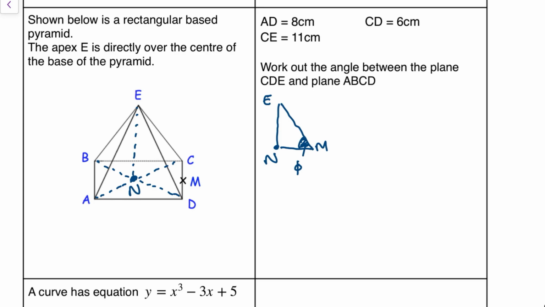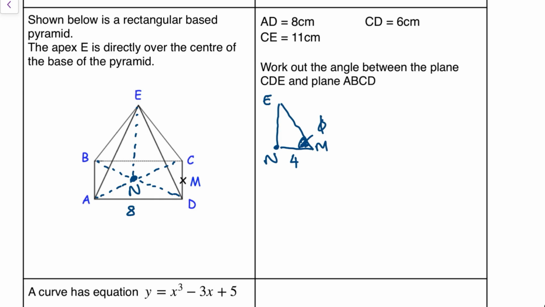Now, do I know any of these values? Well, I know A to D is 8, so the whole thing's 8. Let me move my angle to the other side, because then it's clear what I'm about to say. So therefore, I know this length here is 4, because it's halfway across from 8. Do I know the height? I know C to D is 6. Okay, that's not going to help me. And I know C to E is 11. Okay, so this is an annoying question.